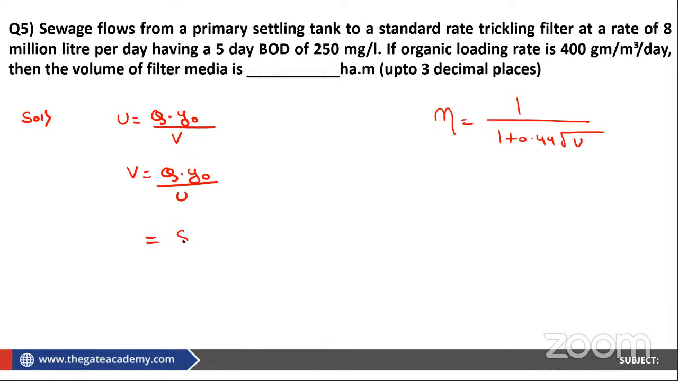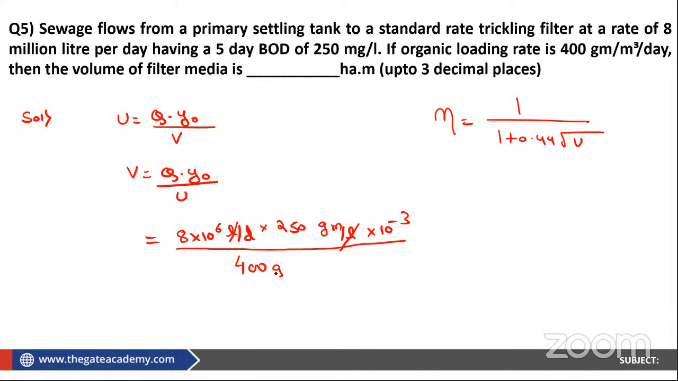Now discharge is given as 8 mld, that is 8 into 10 to the power 6 liter per day. Similarly, the BOD is 250 milligram per liter. We have to convert milligram into gram because the organic loading rate is given in terms of gram. So it will be 10 to the power minus 3 gram per liter. Liter to liter will cancel out, and we have the organic loading rate as 400 gram per meter cube per day. Gram to gram cancels out, day to day cancels out, and we will have the volume in terms of meter cube. Now just solve it, you will get the final answer.